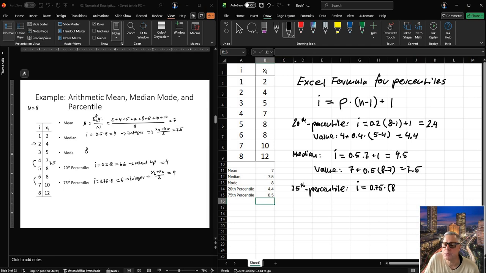Okay, 8 minus 1, or the 7, plus 1. So what is 0.75 times 7? Well, we can use Excel quickly here: equals 0.75 times 7 plus 1. So we get 6.25.